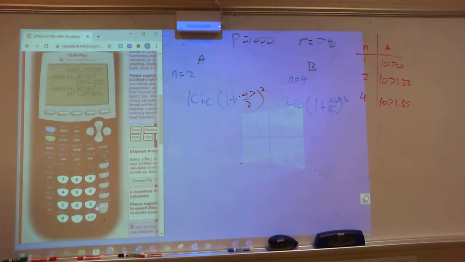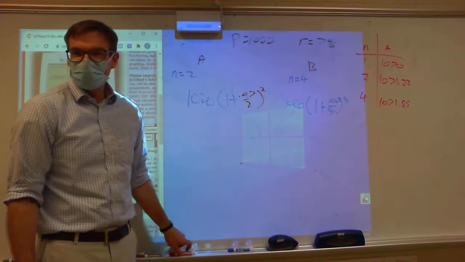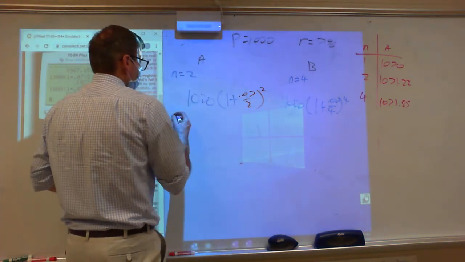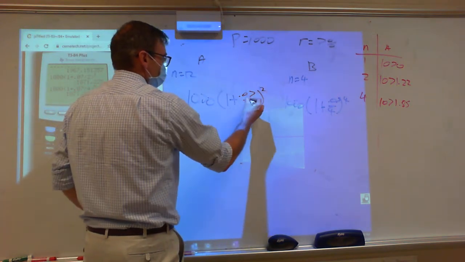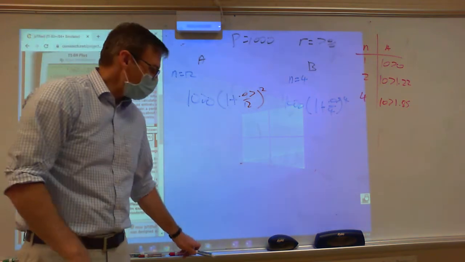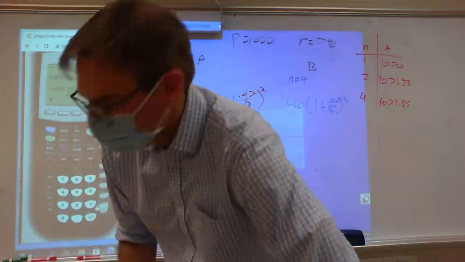So then Bank A says, well, I'm going to compound monthly. So if I compound monthly, what happens? I make it a 12, right? So now if I make n equals 12, well, that makes it easy. Just change everything to 12. All right, so type that in your calculator and see how much money that gives us.